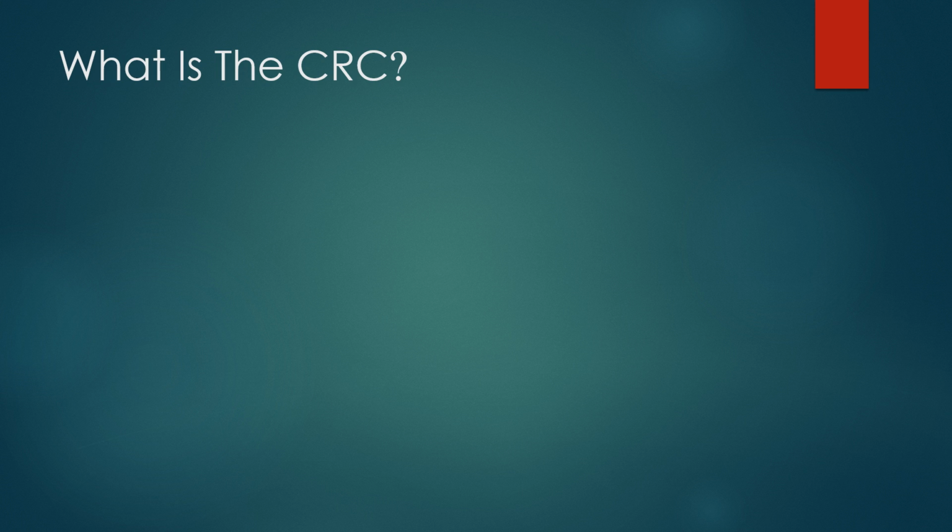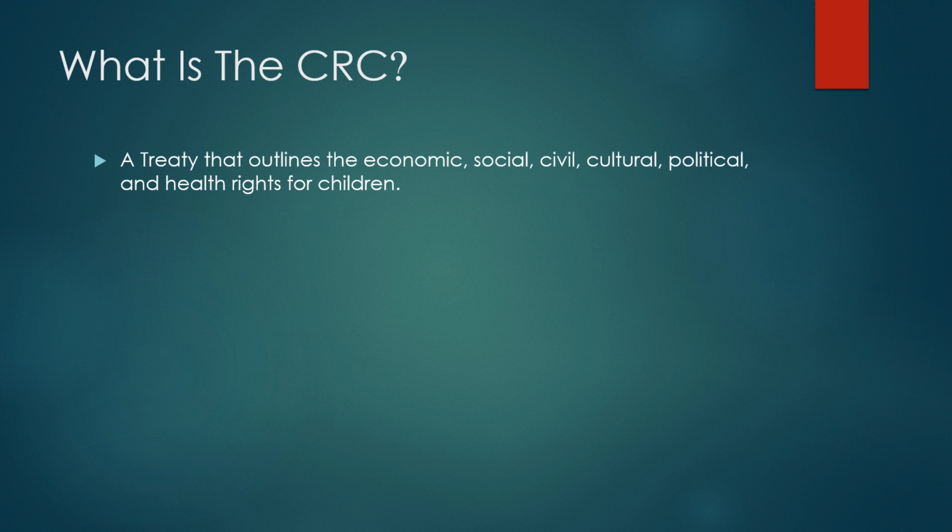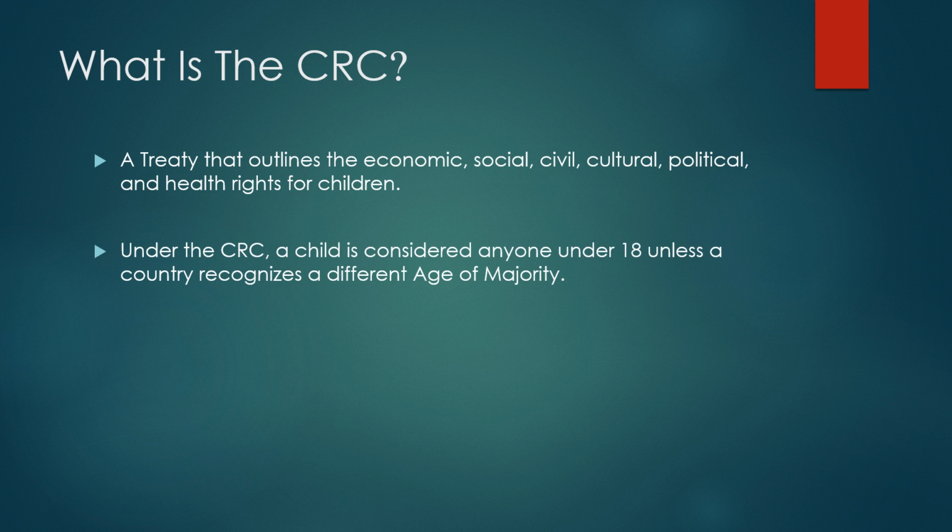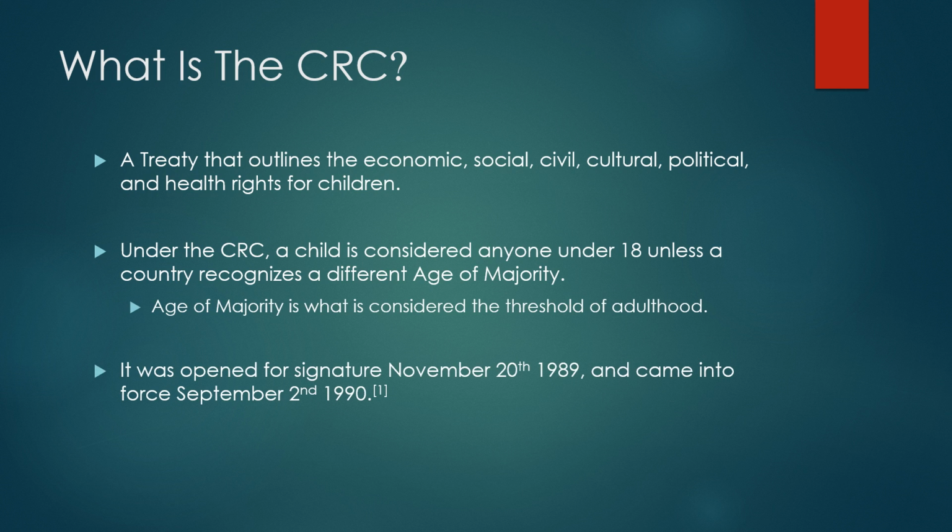The Convention on the Rights of the Child, or the CRC, is a treaty that outlines the economic, social, civil, cultural, political, and health rights for children. Under the CRC, a child is considered anyone under 18 unless the country recognizes a different age of majority, and the age of majority is what's considered the threshold of adulthood for that country.